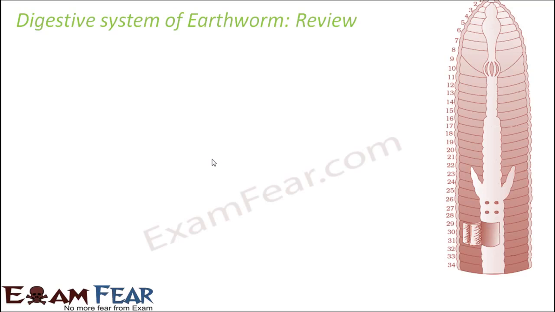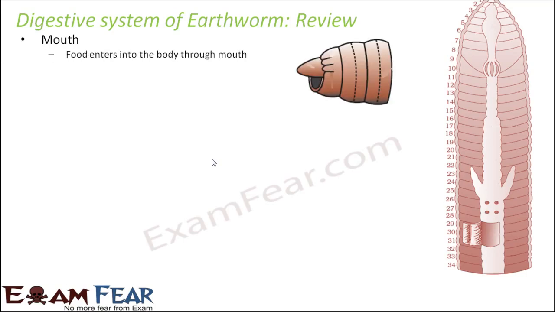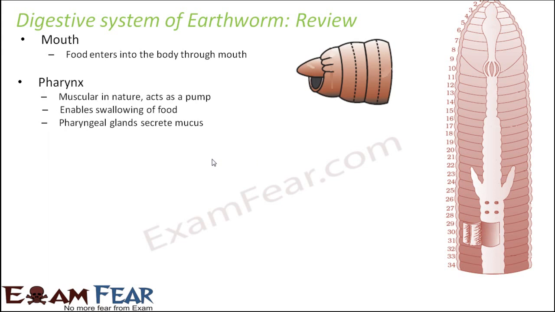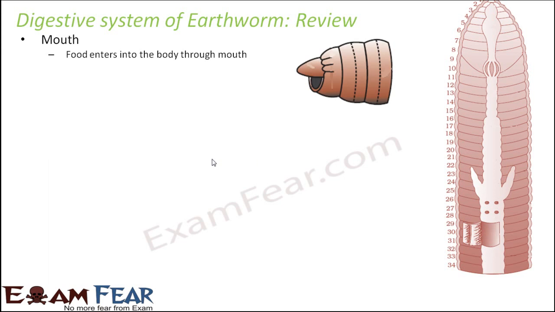Let us quickly look at the digestive system. So first of all, the earthworm will take its food inside through mouth. Now, as I discussed, food enters into the body through mouth, and this is a closed view of the mouth. So here is the mouth. Correct? Now from mouth, it enters into the oral cavity, that is the buccal cavity.